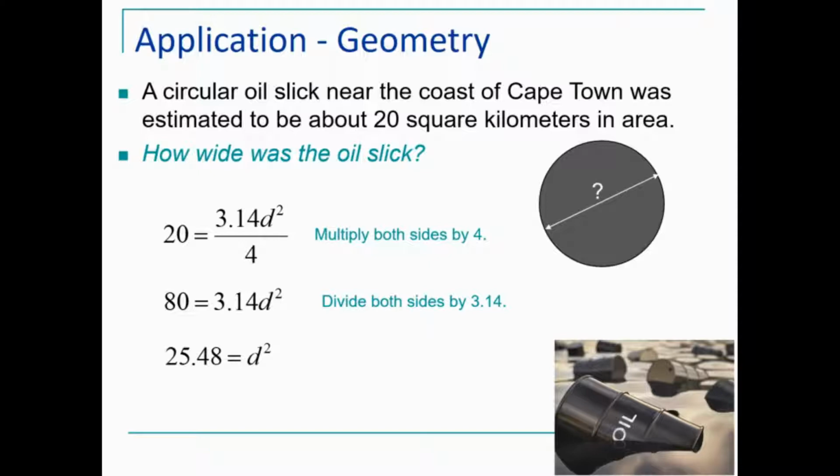and then using the principle of square roots, we'll take the square root of both sides. Normally, when we do take the square root of both sides, we would say plus or minus the square root of that number, but because we're after a length, we would only accept the positive, which is shown here. So rejecting the negative 5.05, we would report that the diameter of this oil slick is 5.05 kilometers in length.